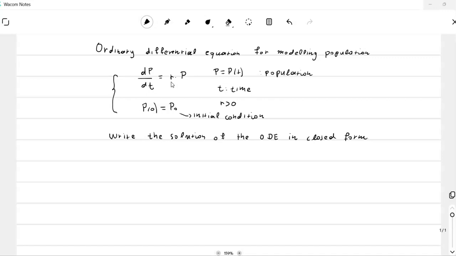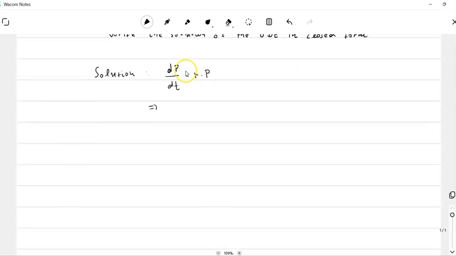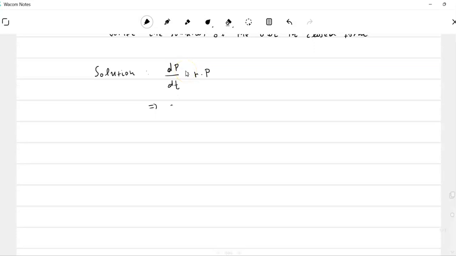So let's take the differential equation dp over dt equals r times p. Now from here we can write dp over p equals r times dt. This is a very convenient ordinary differential equation. I'm doing separation. I separate the variables. I'm doing separation of variables.